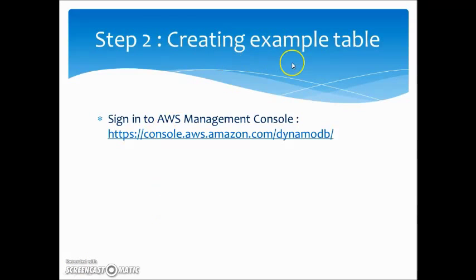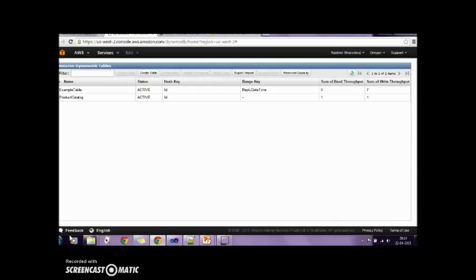The next step is to create an example table. So now you'll have to sign into the AWS Management Console using the credentials. Once you log in, you can see the existing tables in your account. Since I already have 2 tables in my account, you can see those 2.